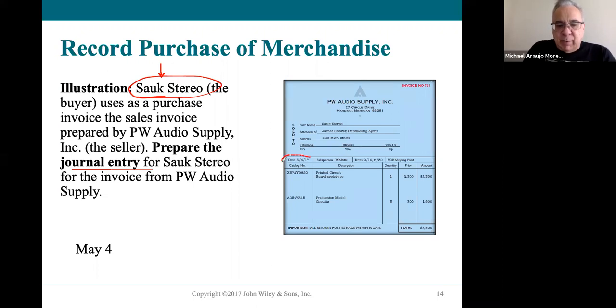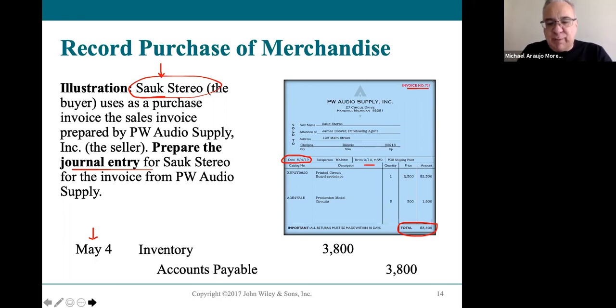Okay, well, again, important to know the date is going to be noted in the journal as May 4th. And what did we just buy? Well, we just bought a whole bunch of inventory. So this is going to be a debit to inventory for $3,800. But this invoice represents a bill that has to be paid. So we're going to credit accounts payable for $3,800. So just for the purchase of the inventory itself, that's how Sock Stereo, remember, Sock Stereo is the buyer here, is going to record it on their books.